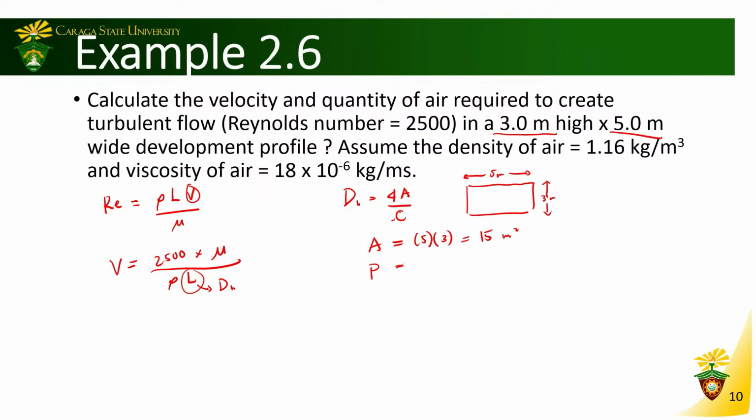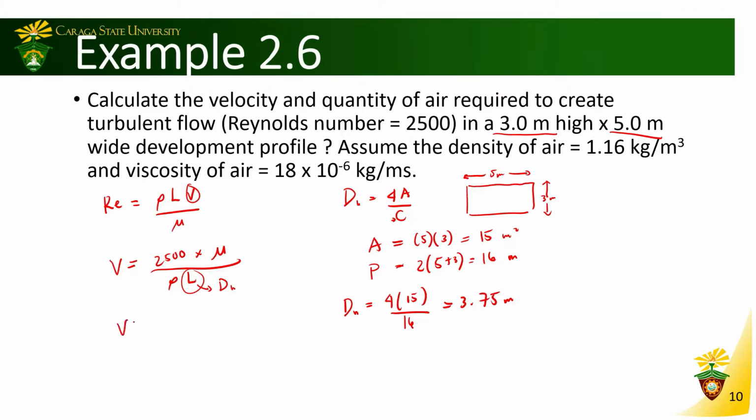or for this C, we have 2 times 5 plus 3, which is 8 times 2 is 16 meters. Okay, so we could now compute for the hydraulic diameter to be 4 times 15 over 16, which gives us 3.75 meters. So this would be substituted to our L over here.